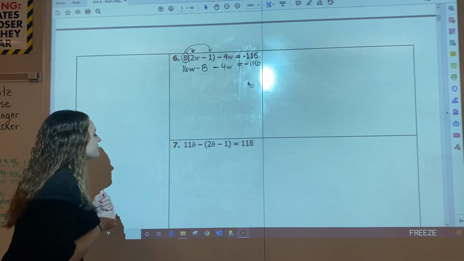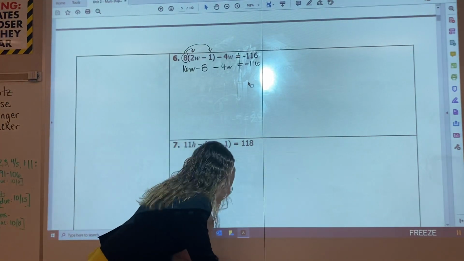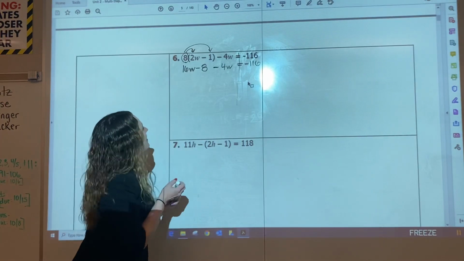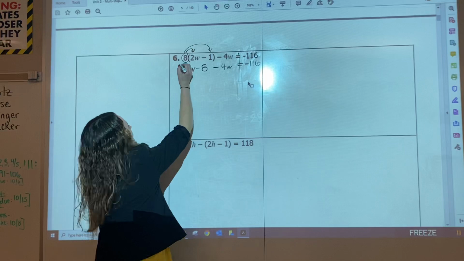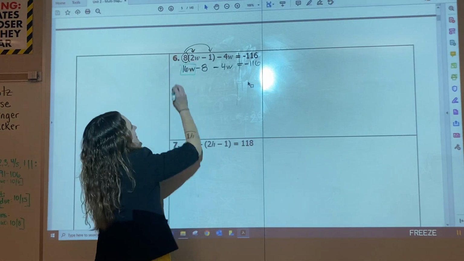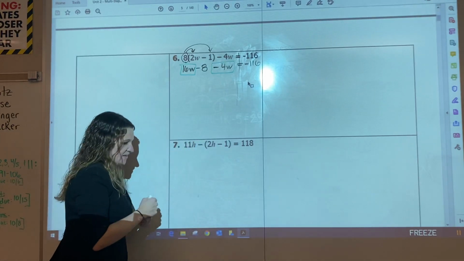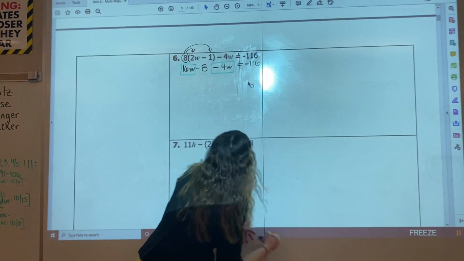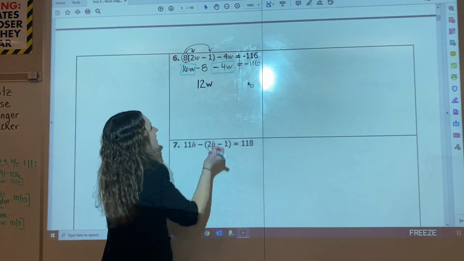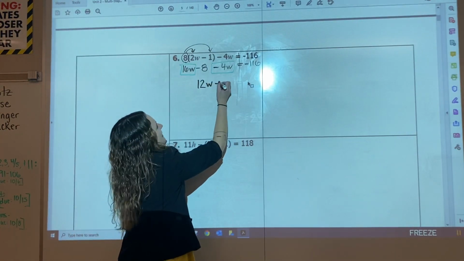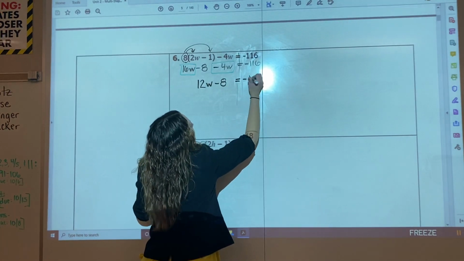All right, so far so good. The second thing my steps tell me to do is to combine like terms. And I do have a set of like terms here on the same side of the equal sign. It's the 16w and the -4w. So 16 minus 4 would give me 12. So now I have 12w. I'm going to bring down my -8 equals -116.